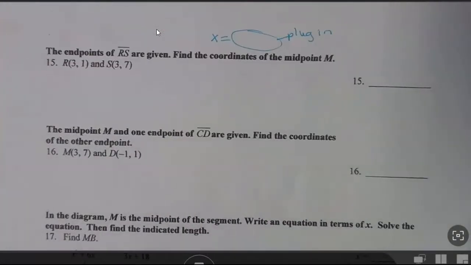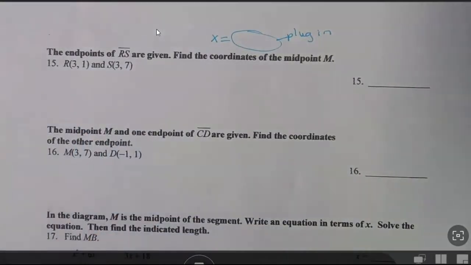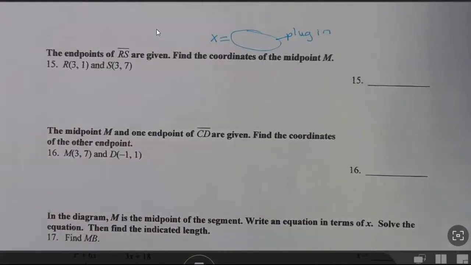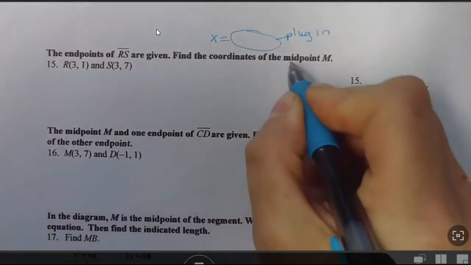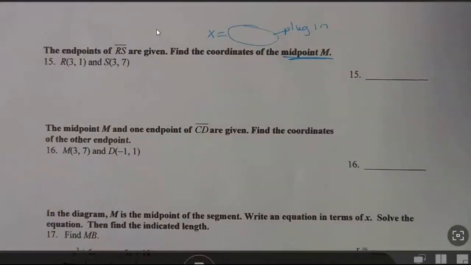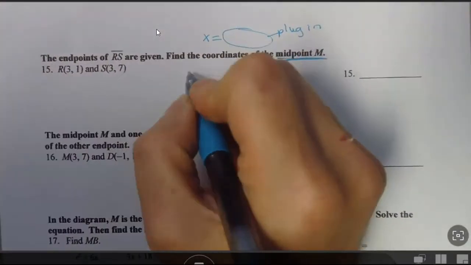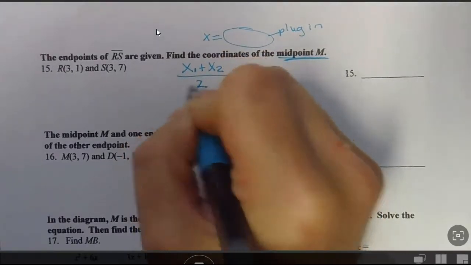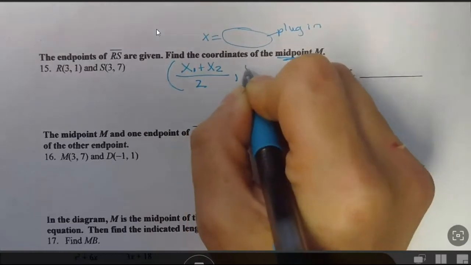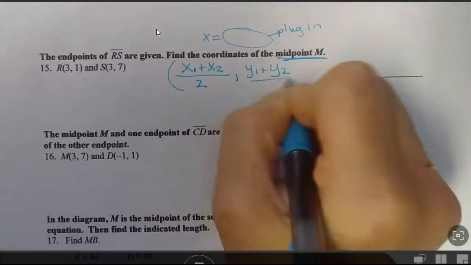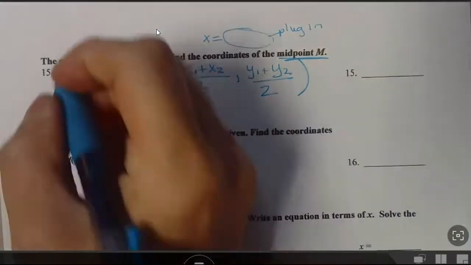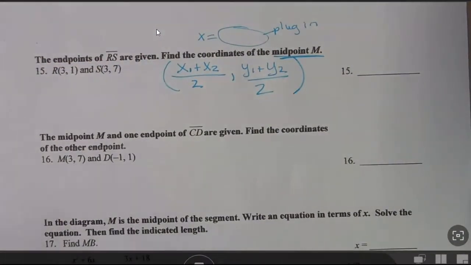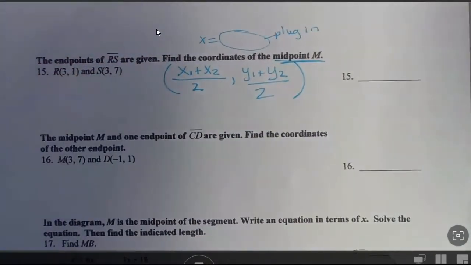All right, 15, the endpoints of RS are given. So we're given 2 endpoints. So again, just a refresher, we know in order to find the coordinates of the midpoint, we use our midpoint formula. So that is x1 plus x2 all over 2, and then y1 plus y2 all over 2, and then you divide. So just a reminder, before you start plugging these in and using your calculator, label these just in case so you don't get confused.